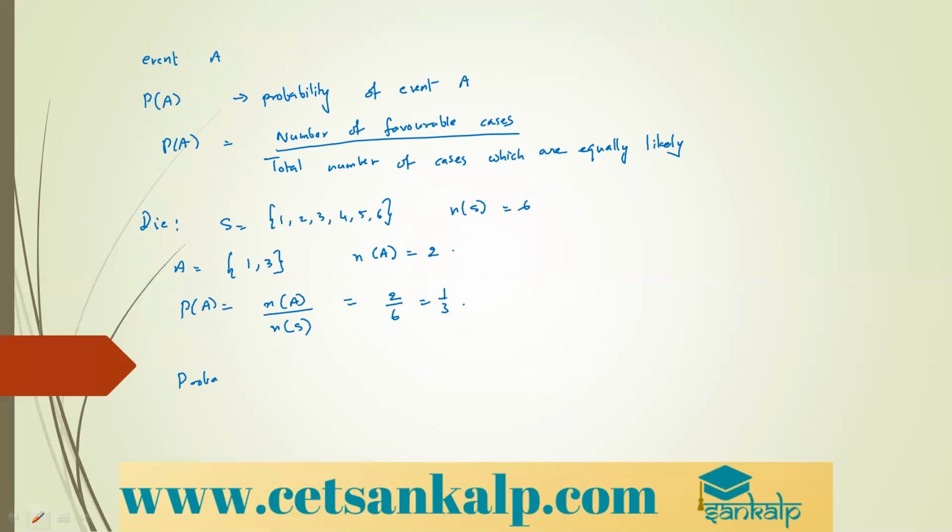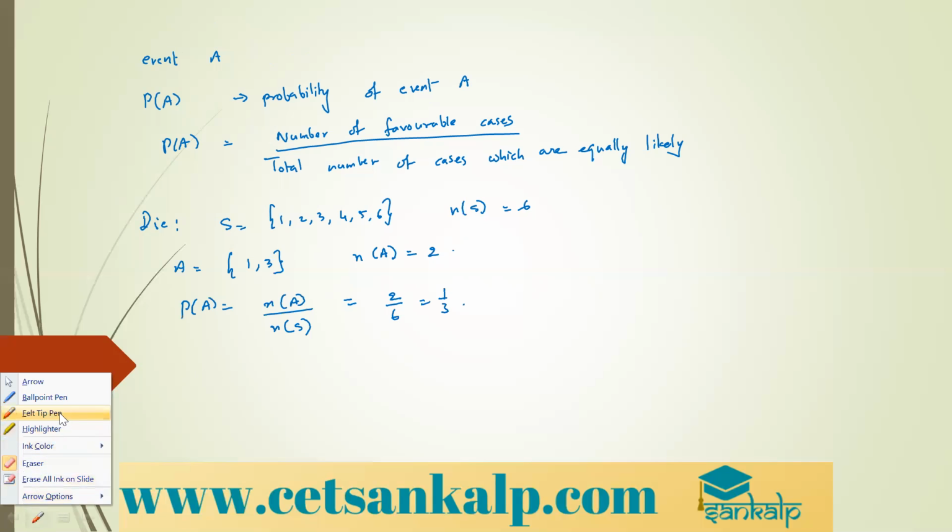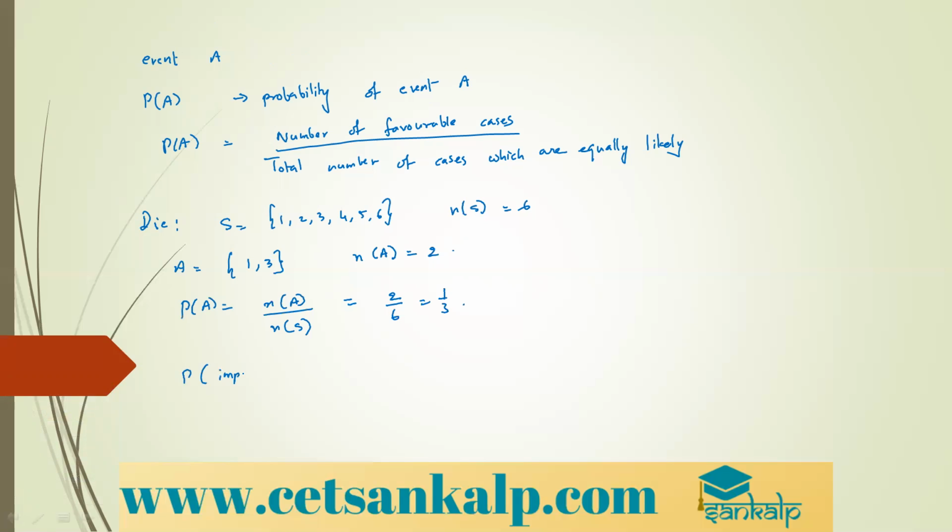Instead of writing probability, from now onwards, I'll just write P in short. So what I want to tell you is the probability of an impossible event, that can never happen, is 0. And the probability of a sure event, the event that can happen surely, is 1.